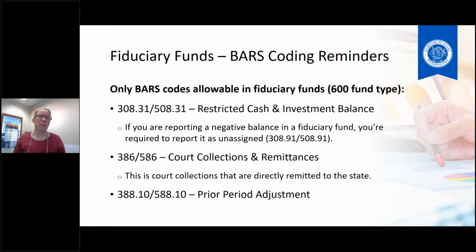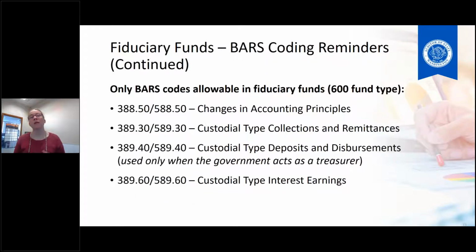We are also allowed to use our 38810 and our 58810, which is our prior period adjustments due to error in our fiduciary funds. We also have 38850 and 58850. This is changes in accounting principle.